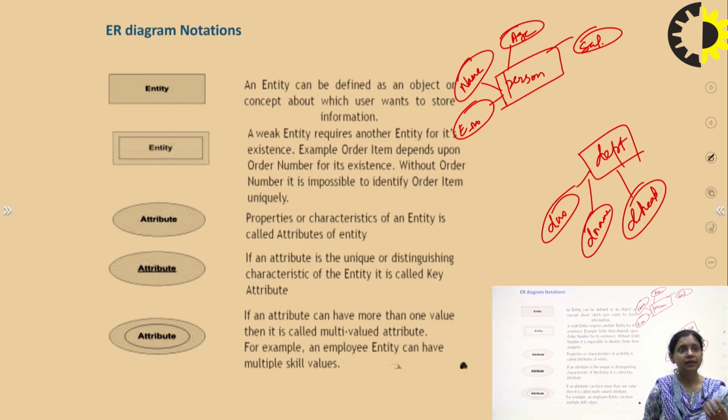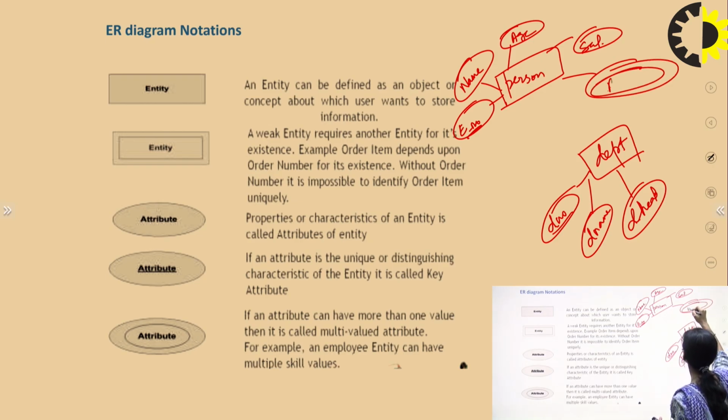Then, the attribute which helps us in recognizing a particular entity is a key attribute. Suppose this E number is unique for every employee or every person, that will be the key attribute. Similarly, the department number will be different for each and every department. So, this D number becomes the key attribute. A multi-valued attribute is one where we have multiple values. If I talk about a phone number of a person, this becomes a multi-valued attribute.